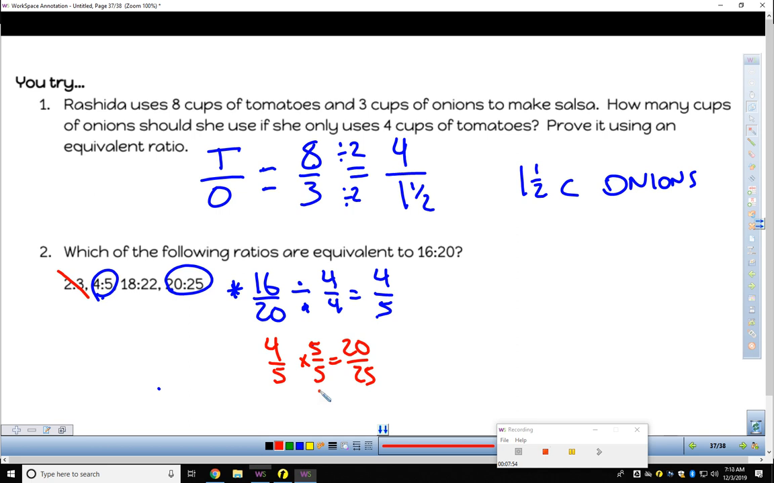You'll notice in all of these problems we're using multiplication and division. We're also using a lot of fraction knowledge.